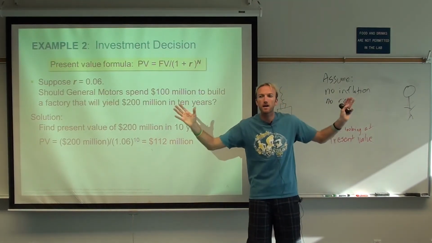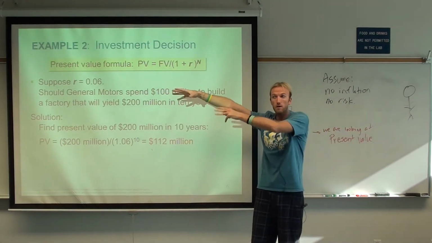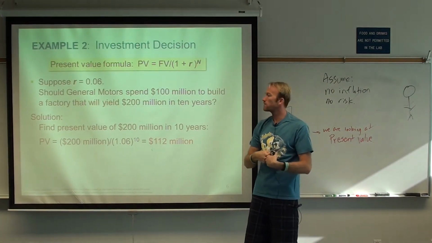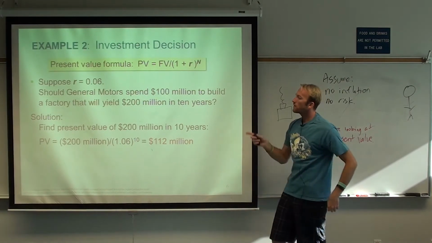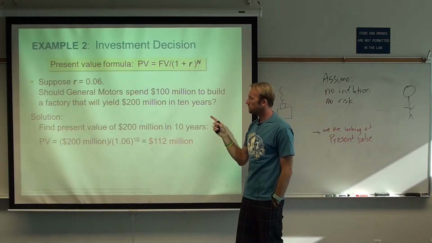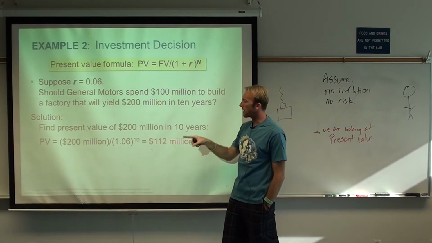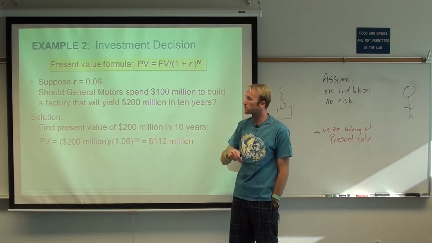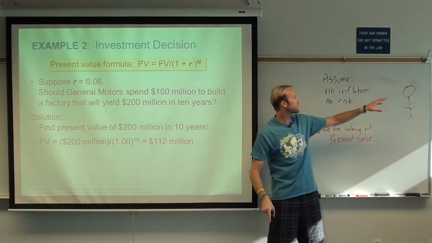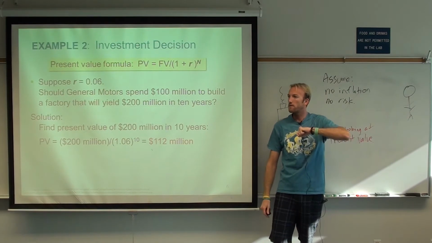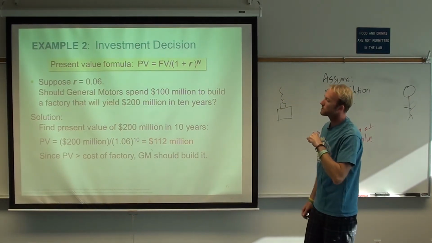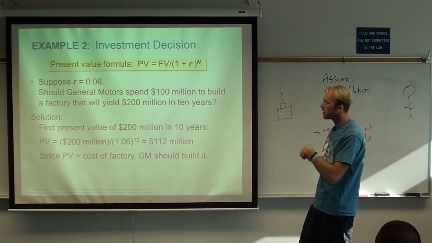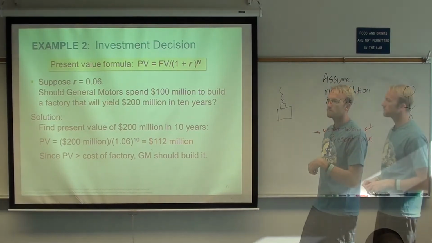Okay? So anytime there are dollar values in other time periods, like this $200 million in the future, I always move it into today's values. So the company, General Motors, says, oh, the factory feels like today $112 million. I move that $200 million in the future into today's value, $112 million. Yes, it's worth it since I only have to take $100 million from this guy. So since the present value, 112, is greater than the cost, it should be built.